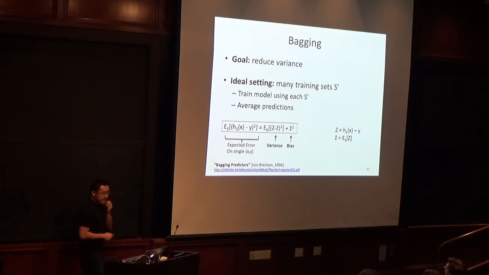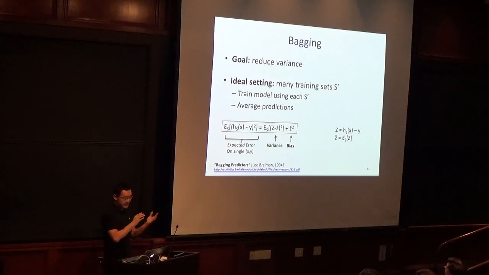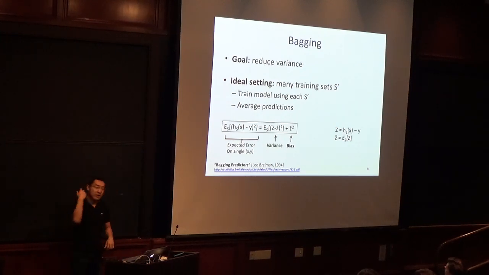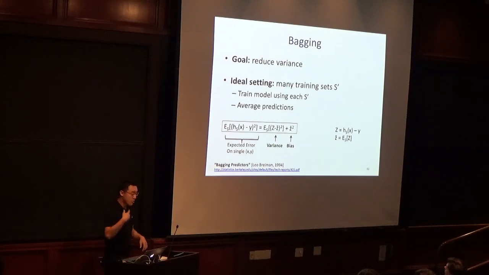So in the ideal setting, we had many training sets. Imagine this thought experiment where we could collect training sets over and over again. I'll call those S prime. We train a model using each of these training sets, S prime, and then we average their predictions.